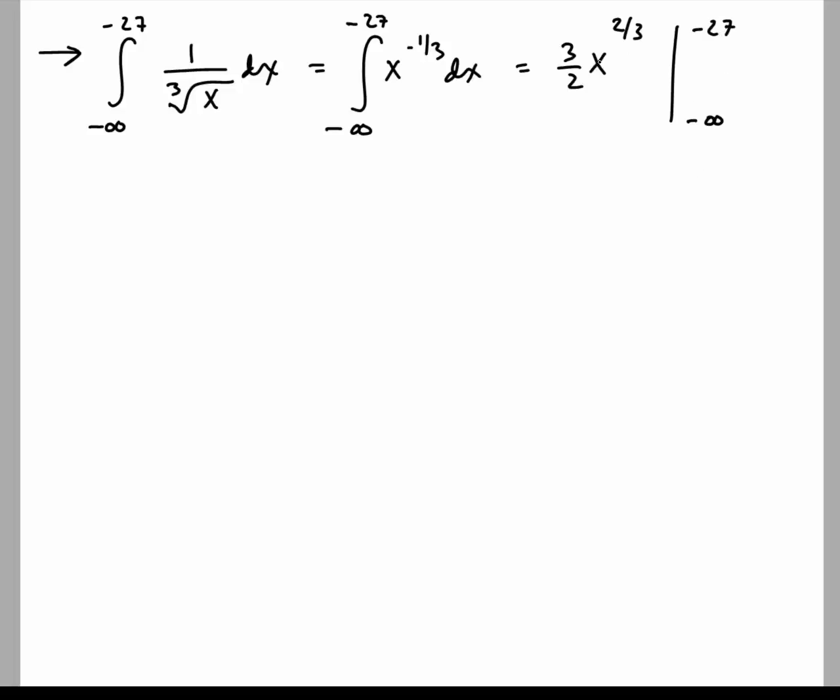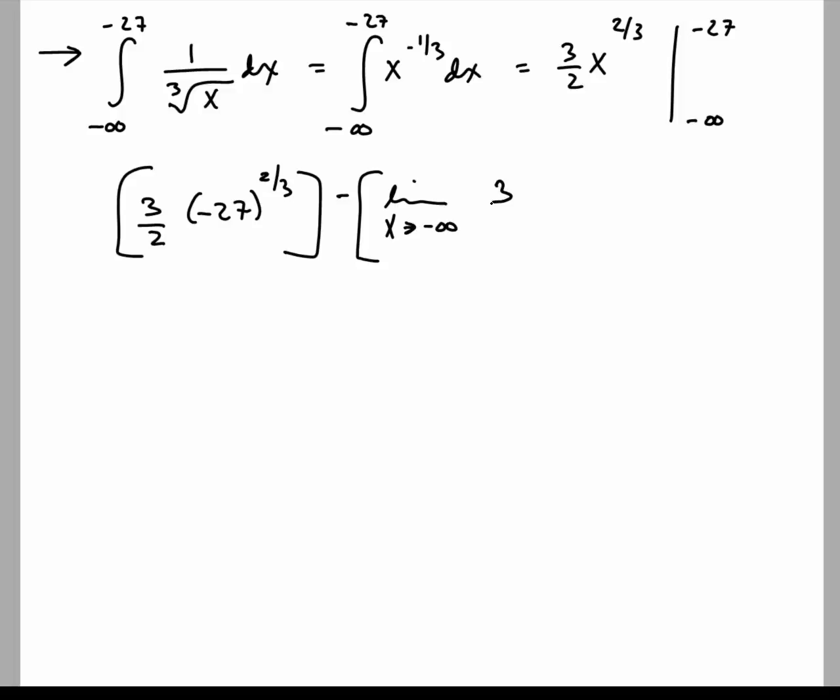And again, don't just pop a negative infinity in here. That doesn't make sense. We have to actually think about the idea of a limit. So when we evaluate these, it's always upper minus lower. So I'm going to have 3/2 times negative 27 to the 2/3. So there's my upper, and then I'll have my lower, minus 3/2. I guess I could put the limit out front, pulling the coefficient out front. So the limit as x approaches negative infinity of 3/2 x to the 2/3.